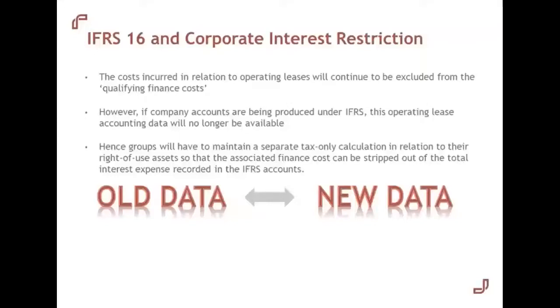However, for the CIR, or corporate interest restriction calculations, companies will still need to strip out the costs incurred in relation to the legacy operating leases to exclude these from the CIR calculations. So accordingly, whilst for accounting purposes, there'll be no need to track this information on operating leases, for these corporate interest restriction purposes, groups will need to maintain tax-only calculations which track the operating and finance lease costs separately. My understanding is that the operating leases in this context will follow the legacy accounting definitions.